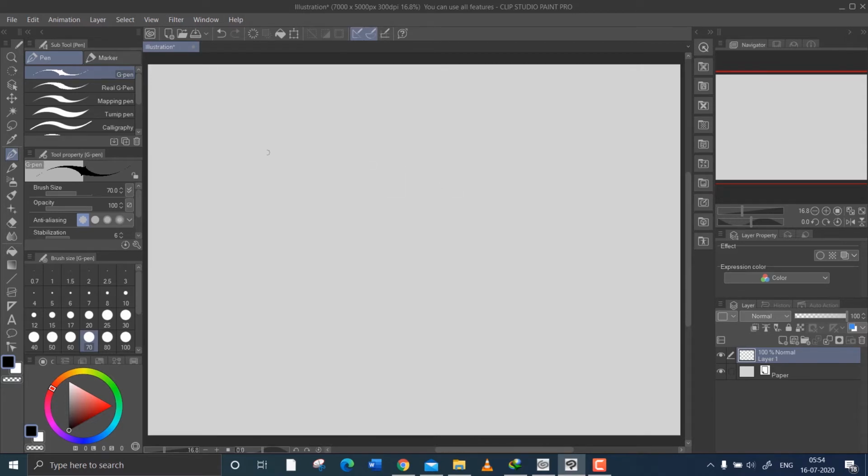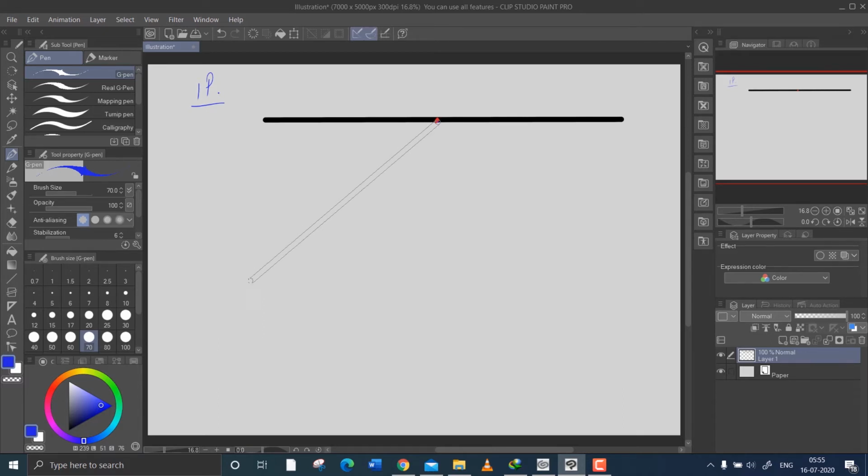First, let's establish a horizon line. And here we have our vanishing point. So, in 1-point perspective, all the lines which are perpendicular to the horizon line converge at the vanishing point. For example, this, like this.